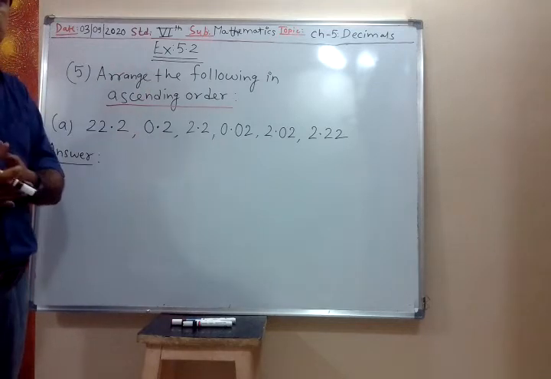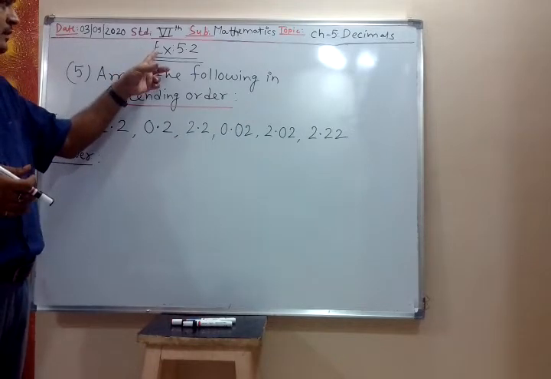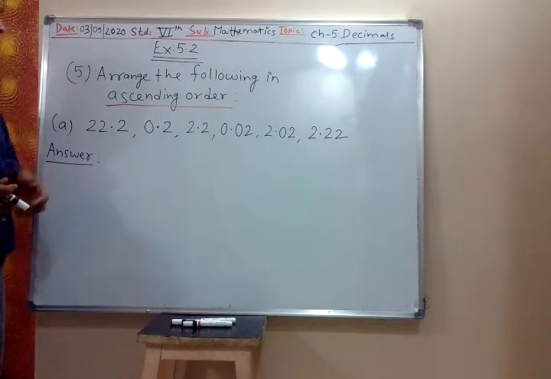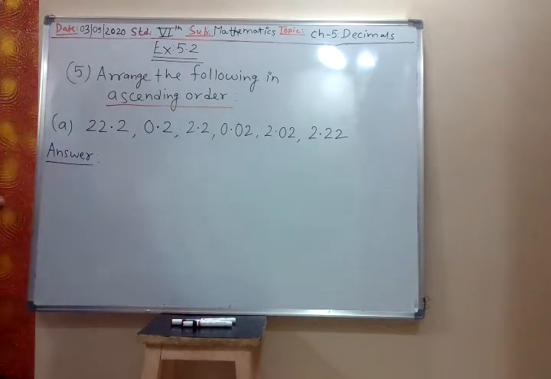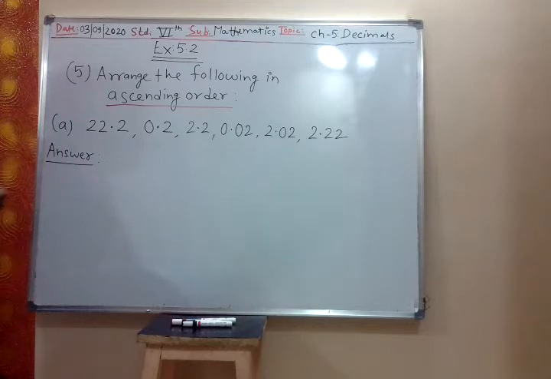We have started with chapter 5, decimals. In exercise 5.2, fifth question: arrange the following numbers in ascending order. Before arranging the numbers in ascending or descending order, first we convert them into like decimals.